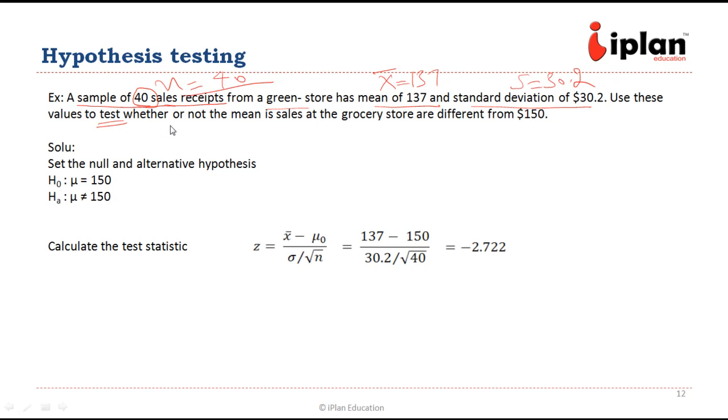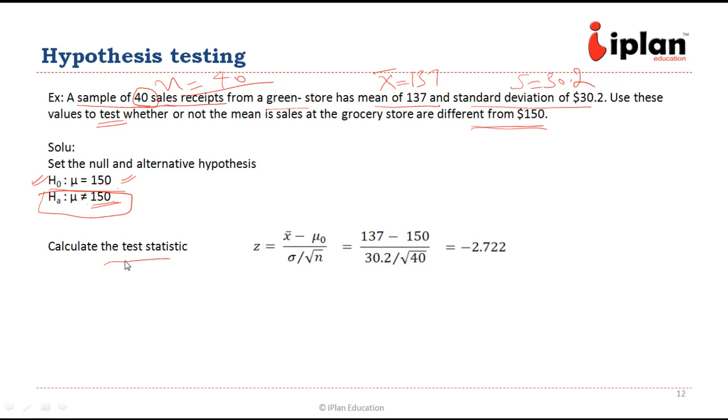Now using these values we need to test whether or not the mean is different from 150. So that is our alternative hypothesis: mean is not equal to 150. Automatically the null hypothesis is mean is equal to 150. So if we are able to reject the null hypothesis, we will be able to say that the population mean is significantly different from 150.